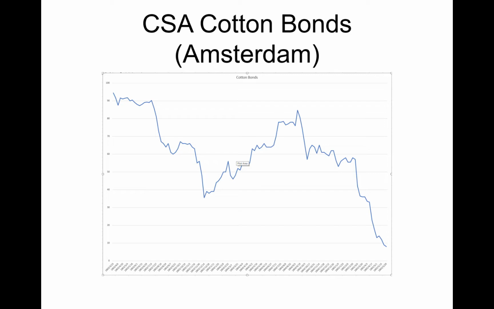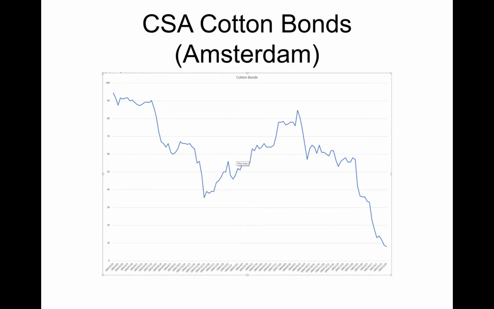Okay, I put this chart in the wrong place. Sorry about that. In 1863, the Confederate government started selling bonds in Europe in order to raise money in order to buy weapons. Confederate money was worthless.